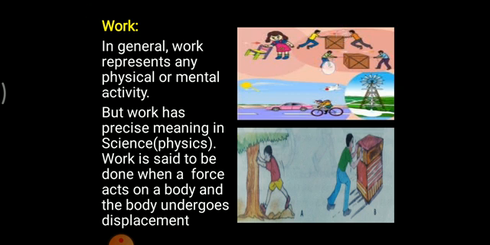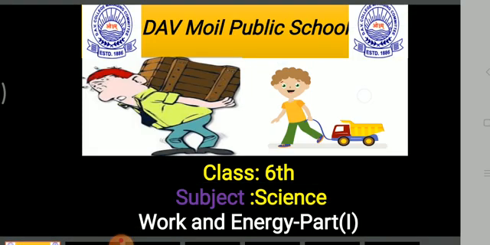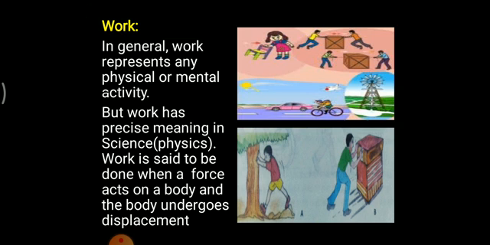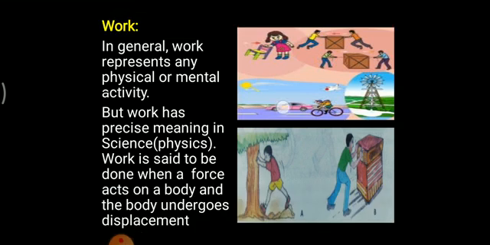Again, this person is trying to pull this cart, and this person is trying to pull this cart. Since both persons are trying to pull this cart and the cart has not moved from one point to another point, again no work done. So these three are examples of no work done. Whereas this is also no work done, this is work done, this is work done, this is also work done, this is no work done.